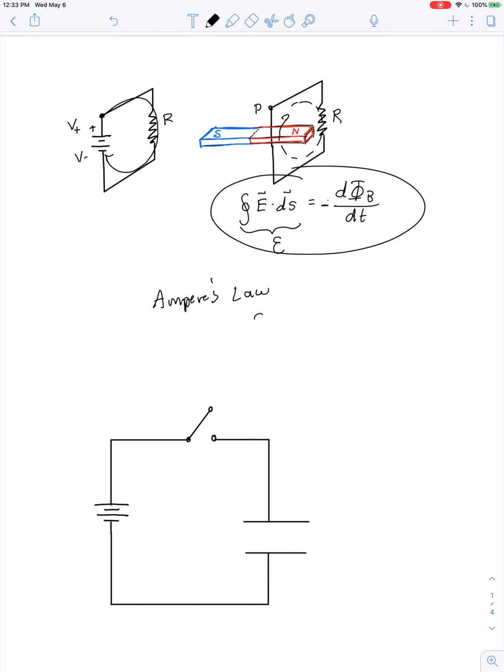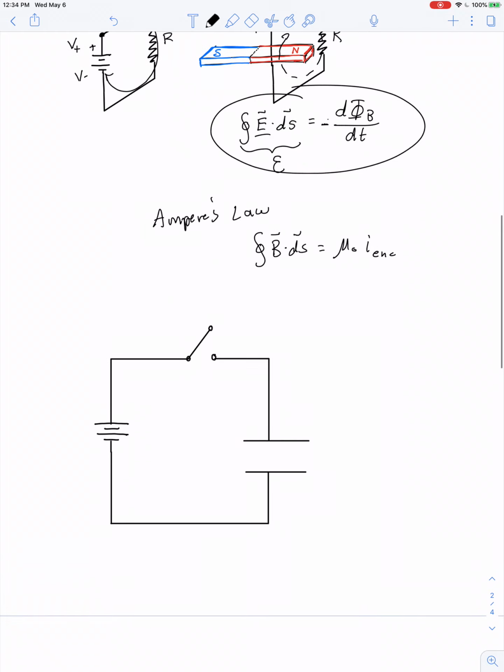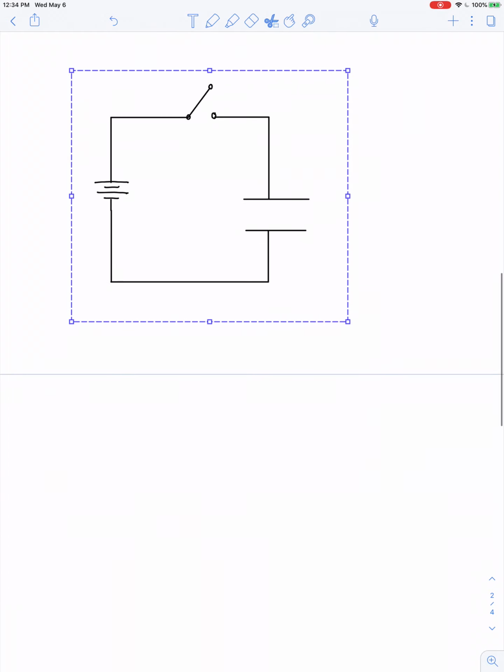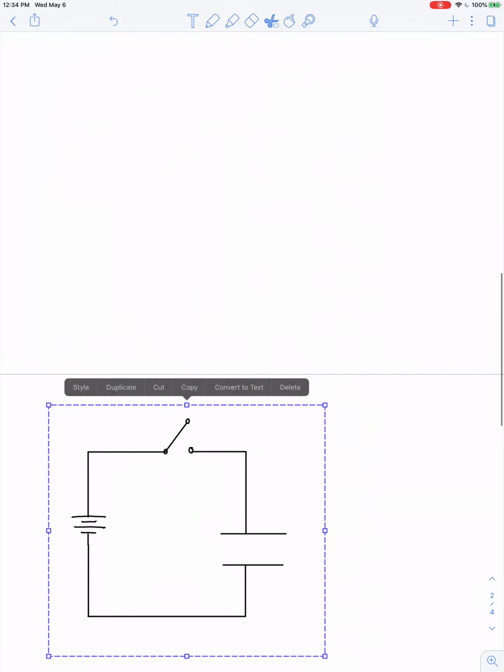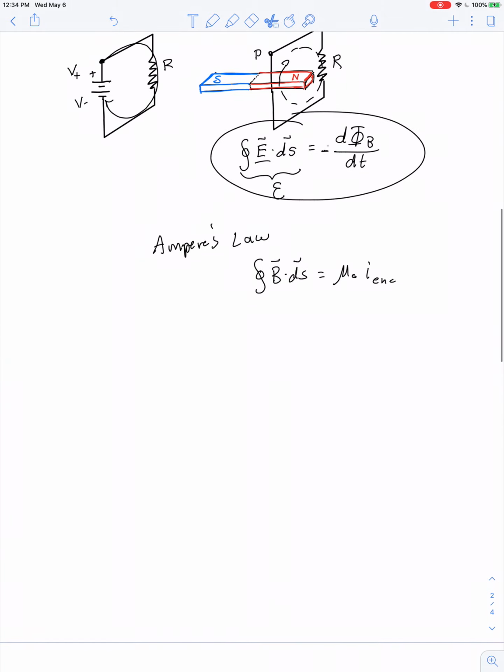Ampere's law says the integral of not E dot ds, but B dot ds is equal to mu naught multiplied by the amount of current enclosed by some imagined loop. We'll take a look at this circuit in a moment. Let me move that out of the way. Let me show you an example of how we might apply Ampere's law in the past.